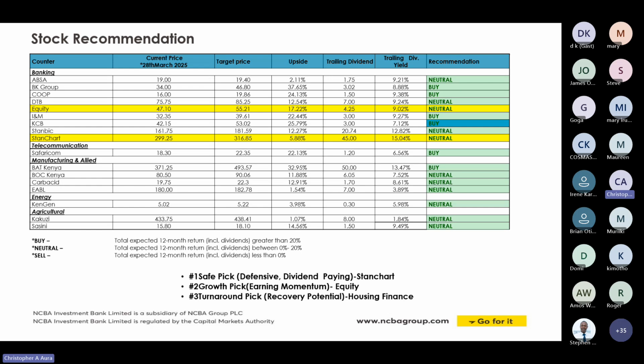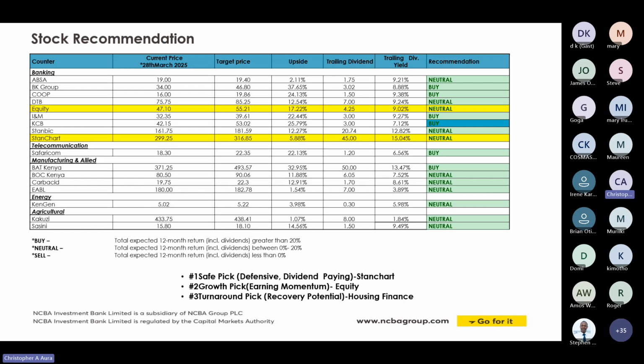One is the safe pick. These are stocks that are stable, they issue dividends, and they don't have an aggressive expansion strategy. One stock that comes to mind for this is Stanchart for me. They are good at paying dividends, and they're also stable. Then the growth pick. These are companies that have an aggressive strategy of expansion regionally, and they pay dividends, but not so much because they are retaining some for future expansion.